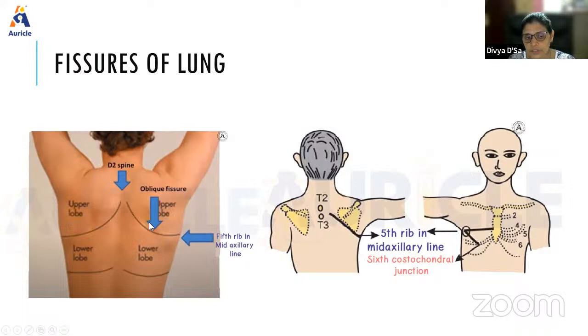So this oblique fissure extends all the way like that to the front. So this is the marking of the oblique fissure of the lung, okay. So those are the things which you need to write, okay. Fissures: why they are present, or the importance of it, and the types.